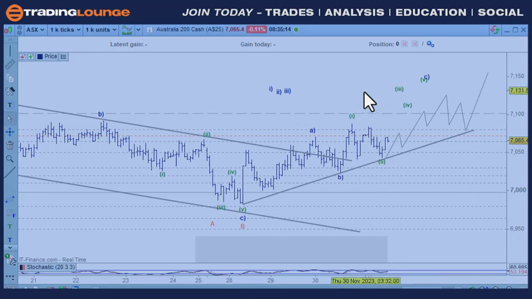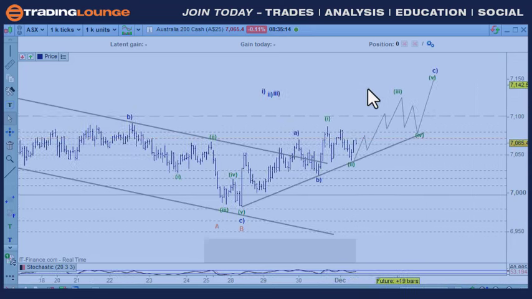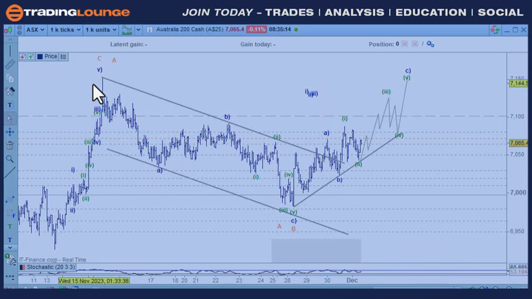So yeah, we'll see it something like this, I guess. We'll see what it looks like after Friday, and on Monday we'll be able to see what we got here, and we'll be able to piece the puzzle together a little bit better than this. But we should take out this high here, that's what I'm thinking.